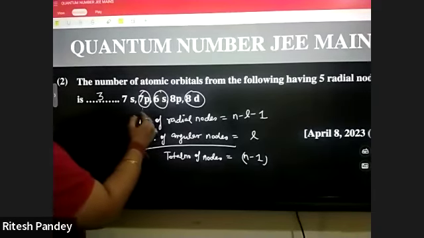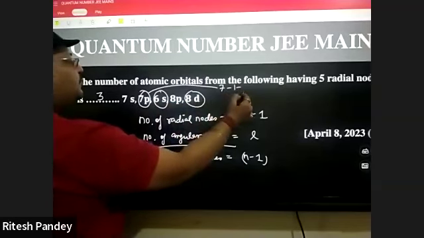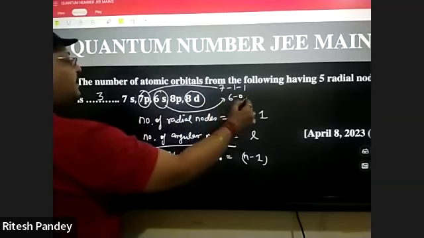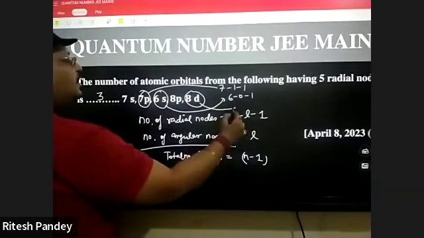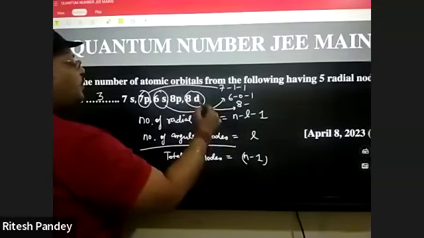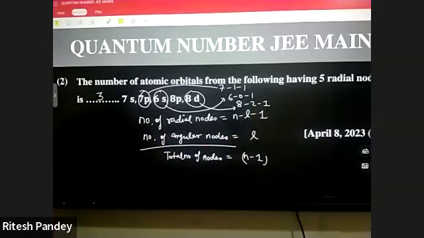Naturally, for 7p, we'll want to apply n minus L minus 1 as 7 minus 1 minus 1. For 6s, we'll apply it like 6 minus 0 minus 1. And for 8d, we'll apply it like 8 minus, s is 0, p is 1, d is 2. I think I'm being understood. 7p, 6s, 8d, and we'll want to move on.